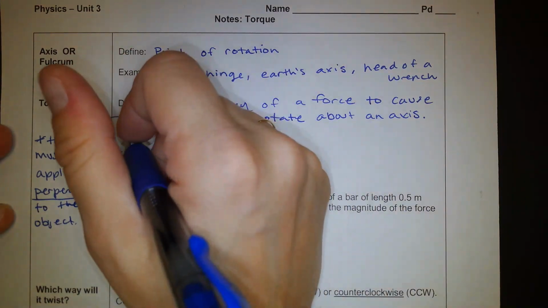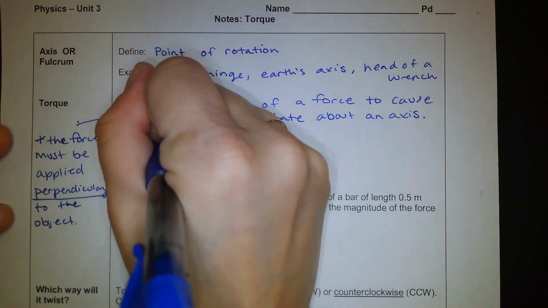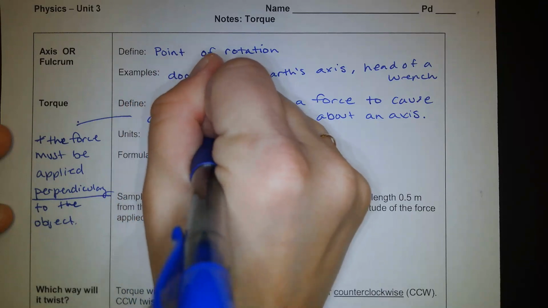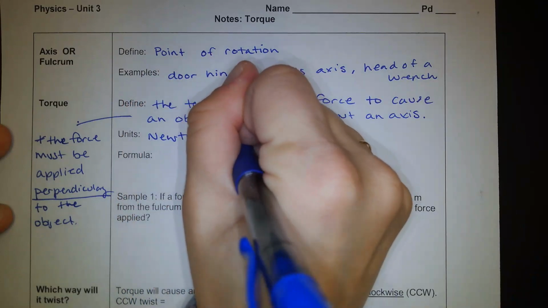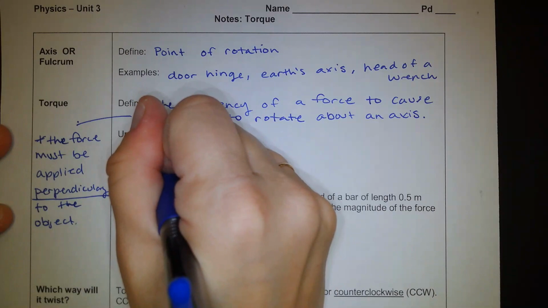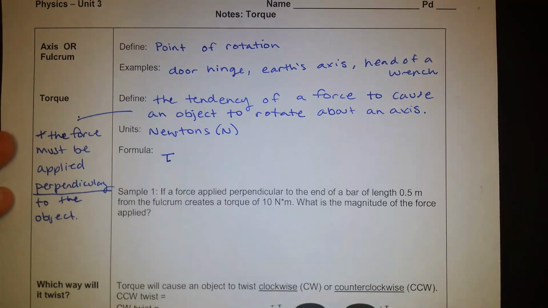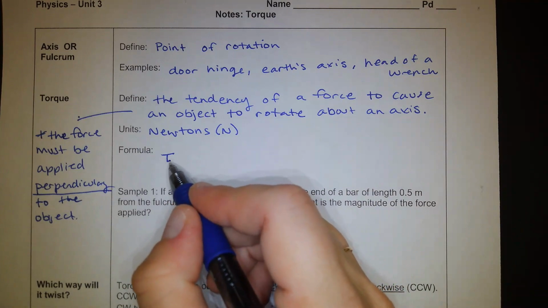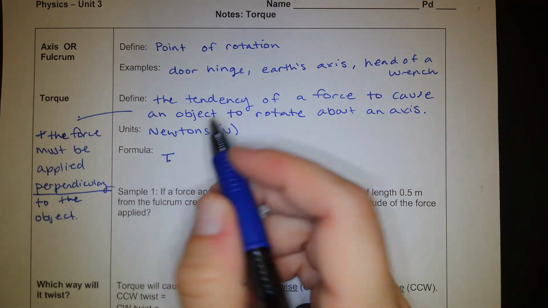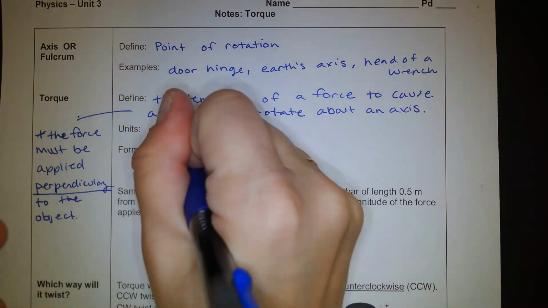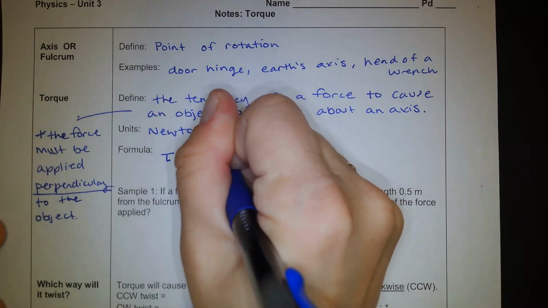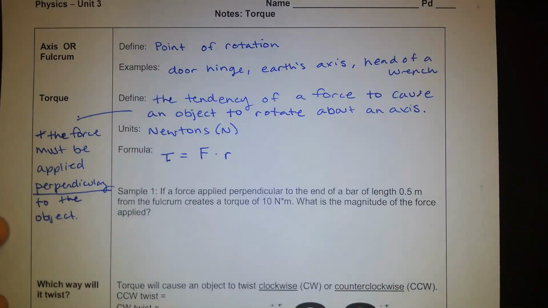Okay, torque is just a force, so it's going to be newtons, capital N. Okay, and our formula for torque is a weird cursive-looking T. It'll look a little different on our formula sheet, but it's very similar, just a little capital T. Okay, is equal to force times the radius.